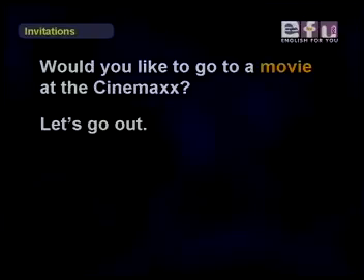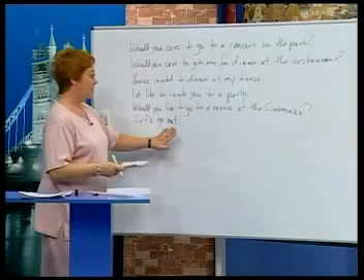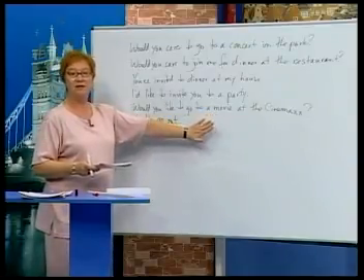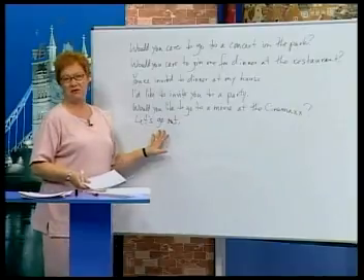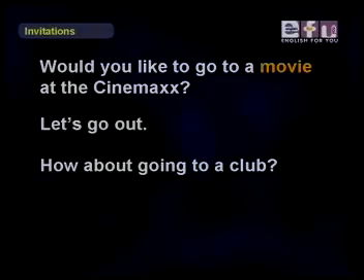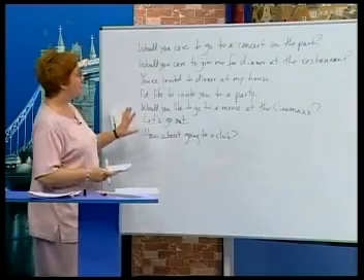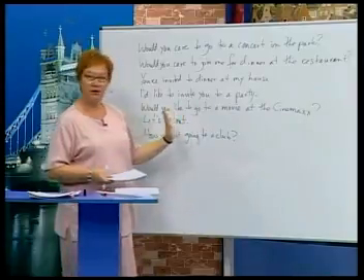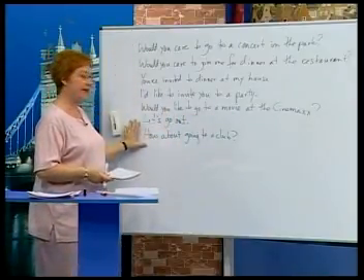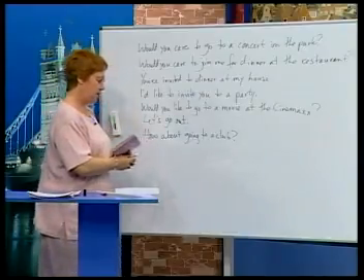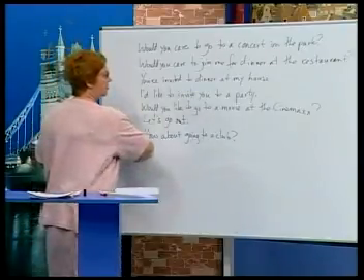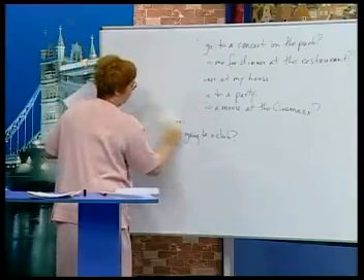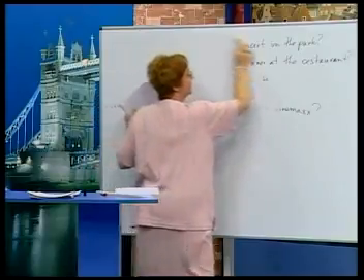Now here's a casual one. Let's go out. There's no time or place or anything. It's very casual, very general for this one. Now here's another one. How about going to a club? So here we have what and where. From very formal to very casual. All right? Now, we usually say when we want to go. So let me take this away and then I'll show you more examples with the place and the time.